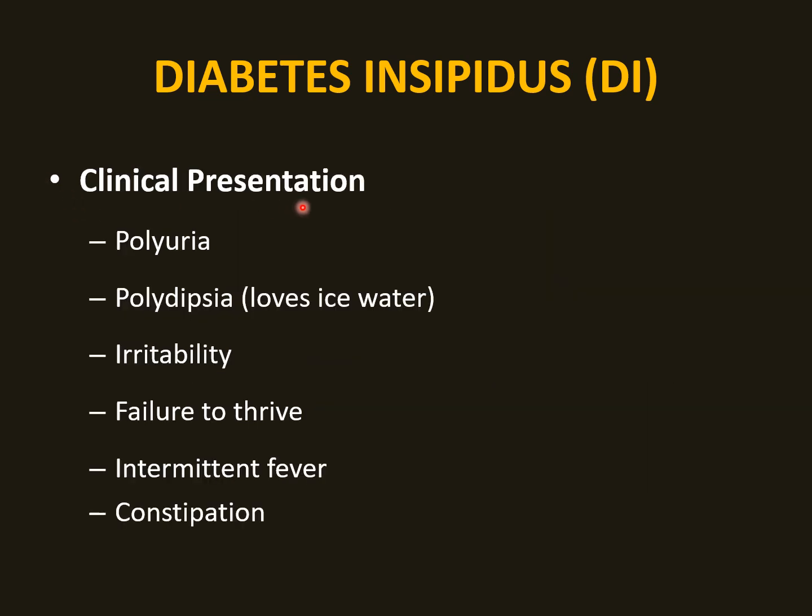Clinical presentation of diabetes insipidus is polyuria, polydipsia, they love to drink ice water, irritability, failure to thrive, intermittent fever, and constipation.